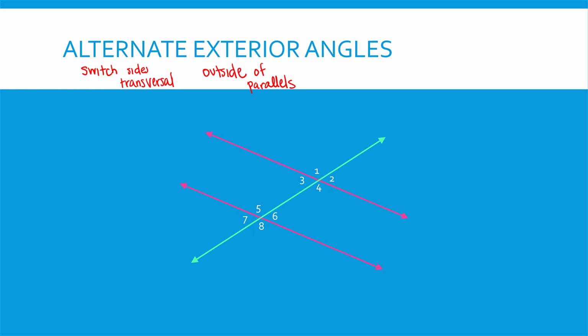So an alternate exterior pairing would be angle 1 and angle 8. Angle 1 is on the left side of the green line and angle 8 is on the right side, and both of them are outside, or not in between, the pink parallels. Another alternate exterior pairing would be angle 2 and angle 7. This time angle 2 is on the right and angle 7 is on the left, and both of them are on the outside of those pink parallels.